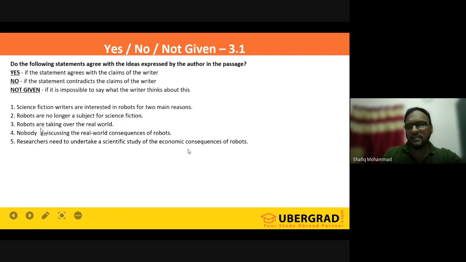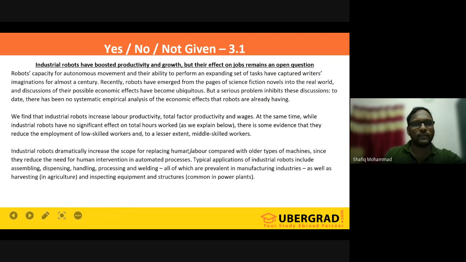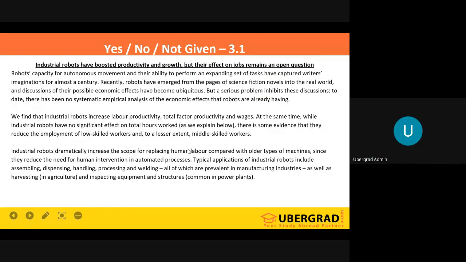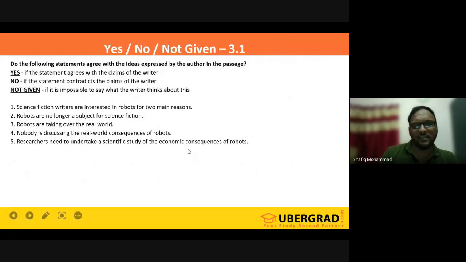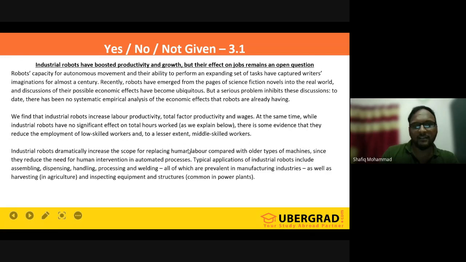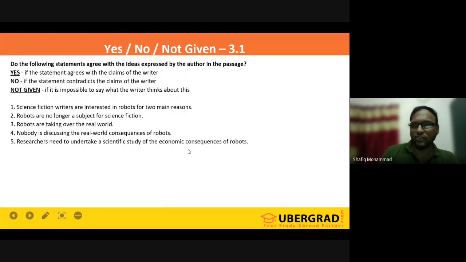So nobody is discussing. Are they really not discussing? So let's see how many polls we got, ma'am. So we've got not given 17, no 12, and yes 8. Okay. So they're actually discussing the real world consequences. Yes, they are discussing, right? So it should be no.